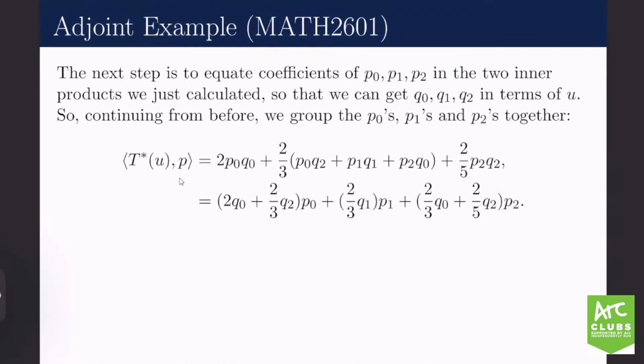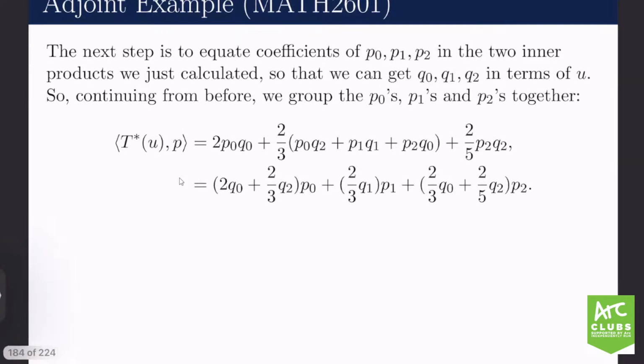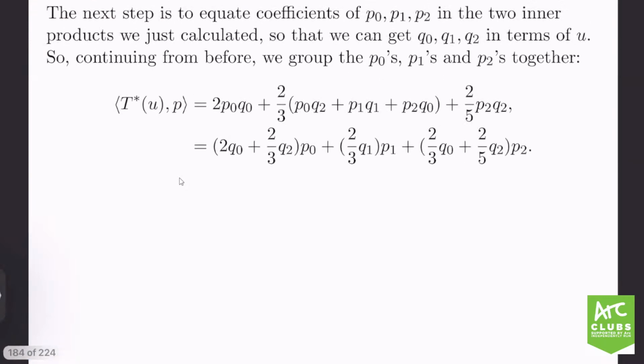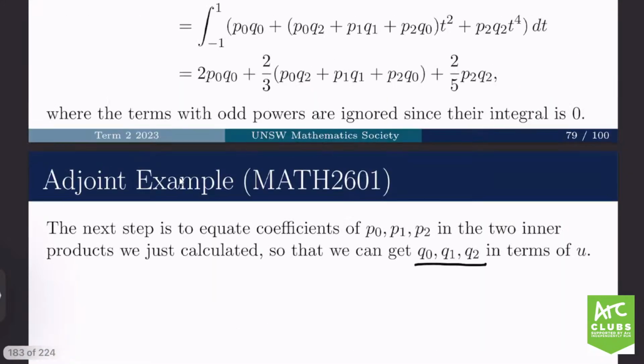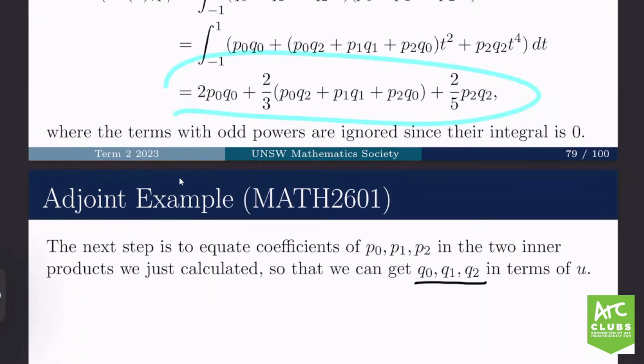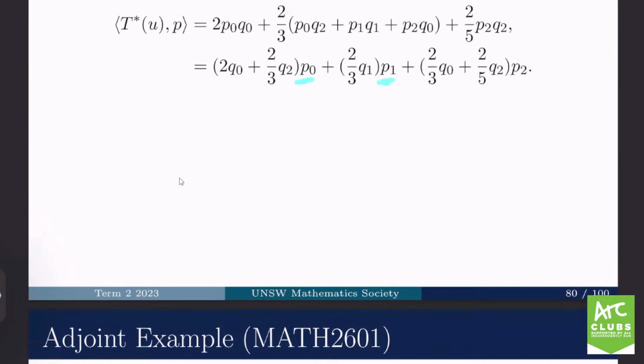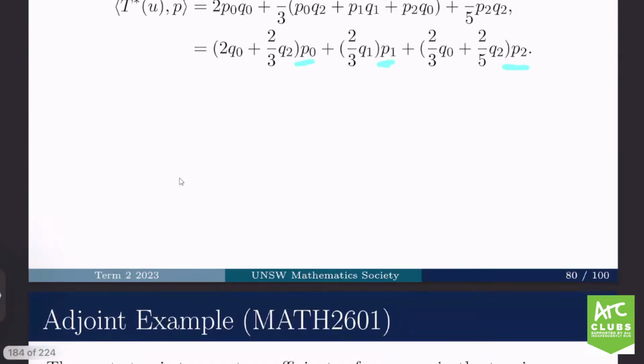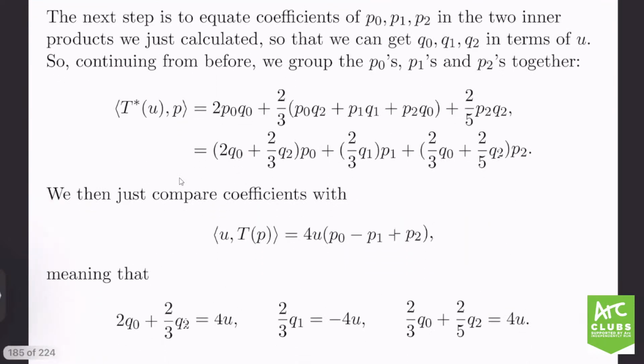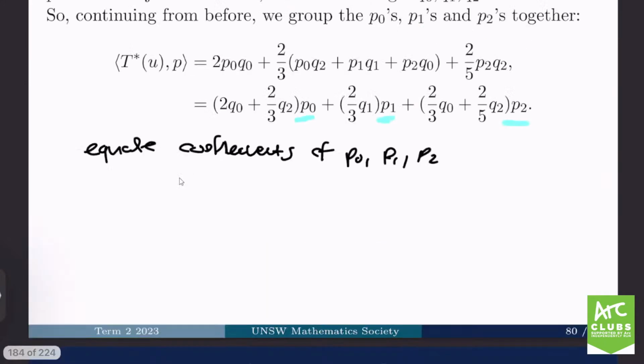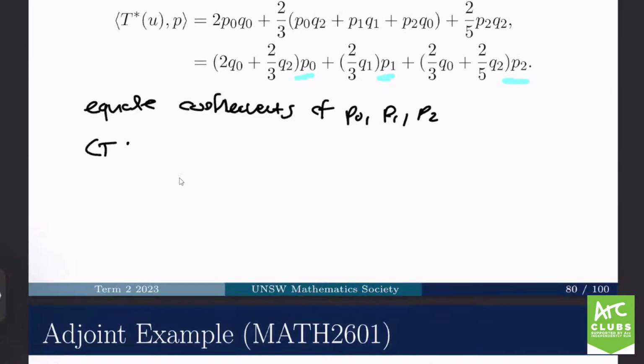So I guess doing that, what we'll say is the first thing we're doing, sorry, is grouping this inner product here in terms of the coefficients P0, P1, and P2. The reason is so we can equate coefficients of P0, P1, and P2. And so if we actually equate, remember that U T of P was equal to 4U P0 minus P1 plus P2.